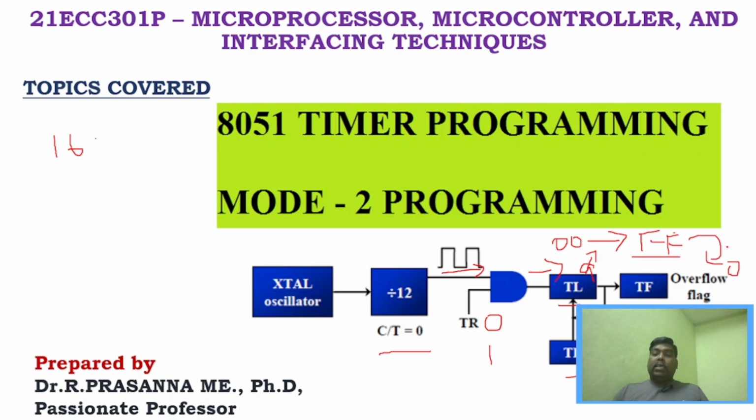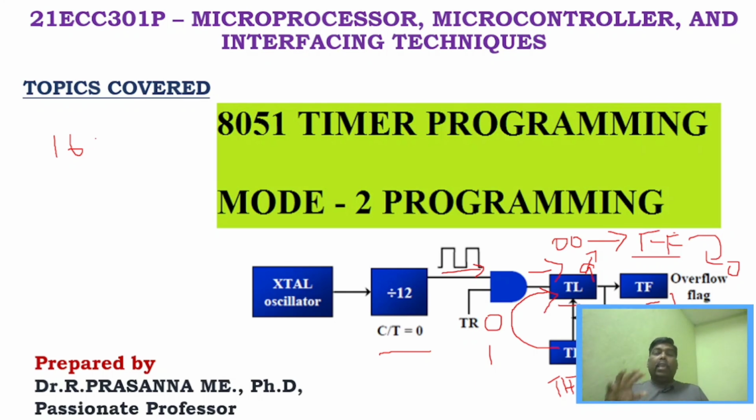Once the rollover happens, the TF flag will be set. And the automatic reload will happen because the TH value remains 9 itself. It is already loaded with 9. Now, once this TF flag is set, TH will be automatically reloaded into TL. So once again, the TL value becomes 9. It is automatically reloaded, the TF flag will be reset, and the next operation will continue. That is why mode 2 operation is called auto reload mode.